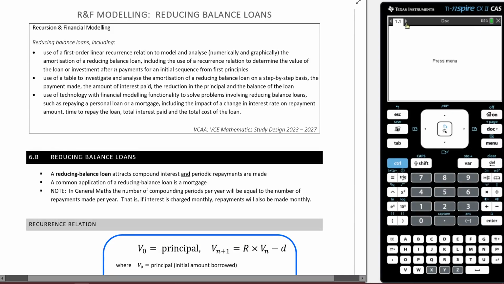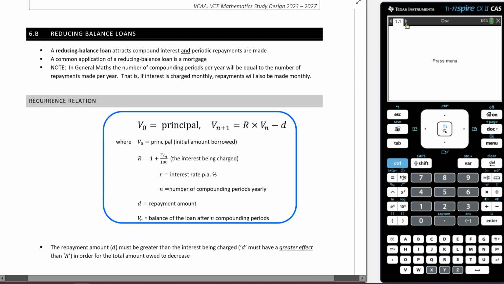Welcome to another lesson on financial maths. So in this lesson, we're going to talk about reducing balance loans. Let's give it a read.